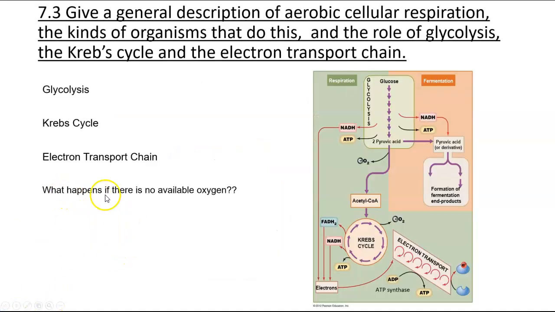So I have the question here, what happens if there's no available oxygen? If you're a human and all of a sudden you're choking and you don't have any oxygen, what's going to happen? Oxygen's gone. You're going to feed some electrons down your electron transport chain, but your electron's going to get stuck here. It can't leave because there's no oxygen. More electrons are going to get pushed down. Oh, they get stuck there. More electrons. Now they get stuck here, here, here, here. All these electron carriers already have electrons. They can't take any more.